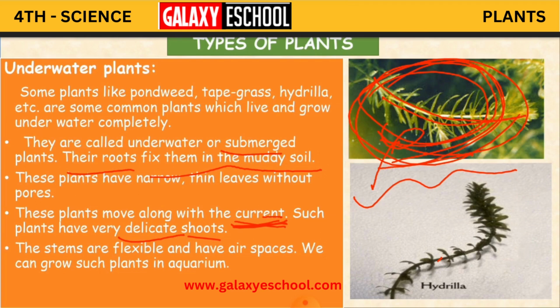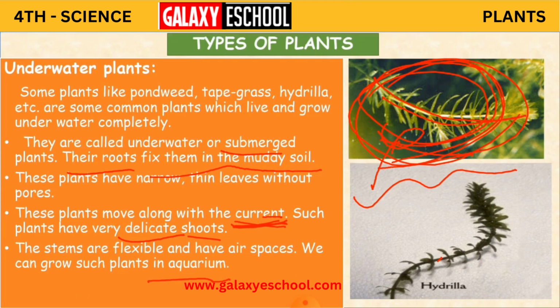We can grow such plants in an aquarium. So where can we grow this type of plants, children? In an aquarium. If you have an aquarium in your home, or if you go to any aquarium shop, you can see such plants in the aquariums, because these are underwater plants. They grow along with fishes and some other animals which are there in the water. Okay, so these are underwater plants, children. Clear? Hope you all have understood.